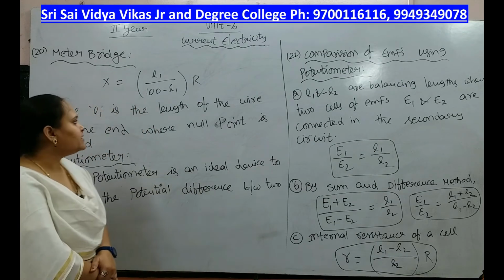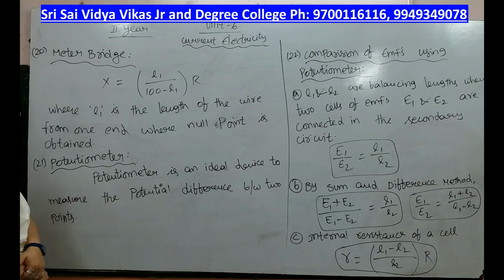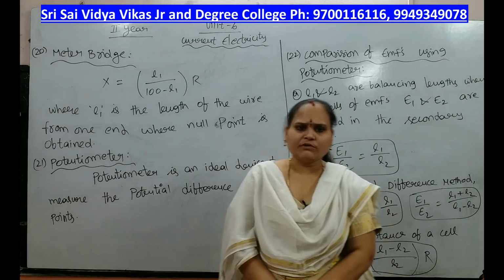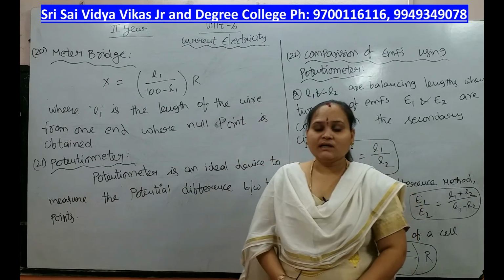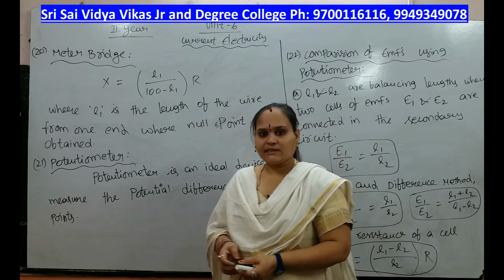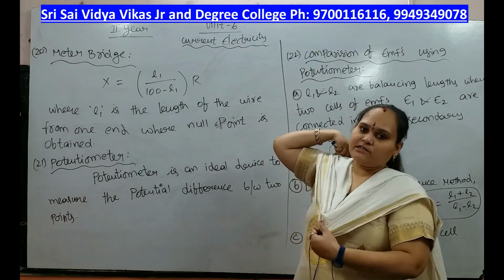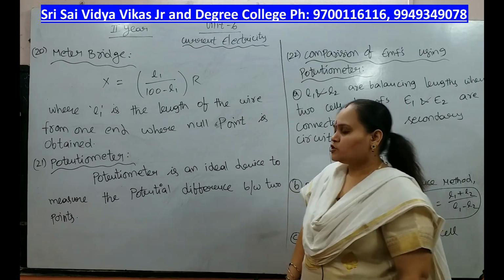Here L1 is the length of the wire from one end where the null point is obtained. So L1 is the length of the wire. We are observing the meter bridge in practical in the lab. So by using this formula we will calculate the resistance of the wire. Meter bridge. Next, potentiometer.